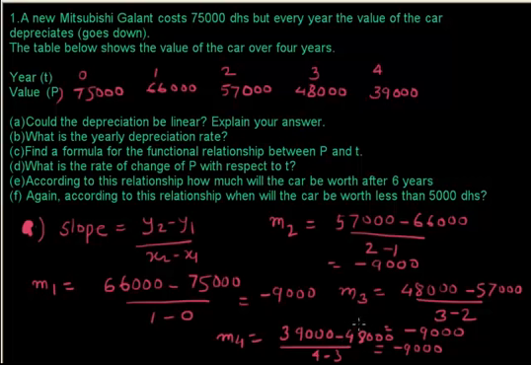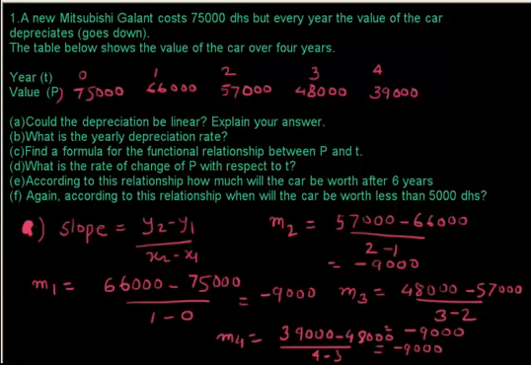Part B: what is the yearly depreciation rate? The yearly depreciation rate is minus 9,000. Every year the depreciation is 9,000 dirhams. Part C: find the formula for the functional relationship between P and T. P is the dependent variable here, being in the second row, and T is the independent variable.